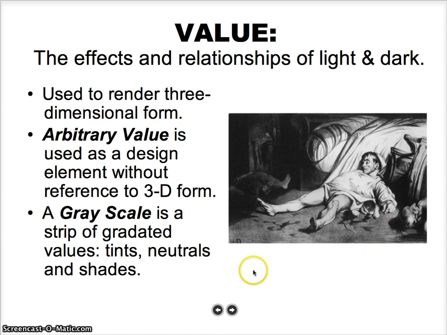And then another type of value, we have arbitrary value. That's used as a design element without reference to 3D form, as in a checkerboard. And we also use the term grayscale, which is a strip of gradated values: tints, neutrals, and shades. So the tints are the lightest, and a tint is a color mixed with white, and a shade is a color mixed with black, or with its complement to tone it down. Neutrals are somewhere in between.